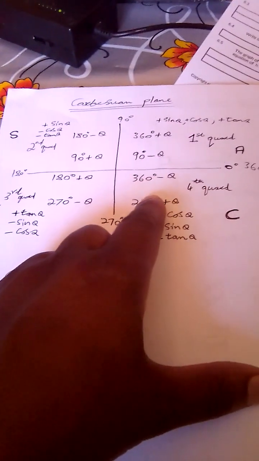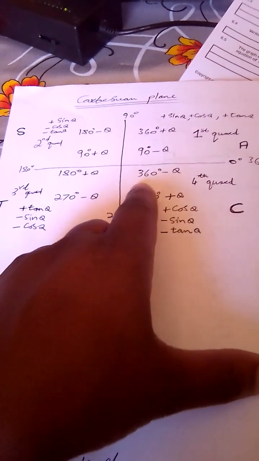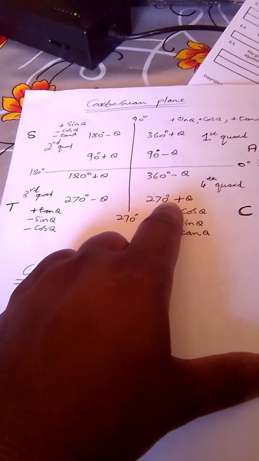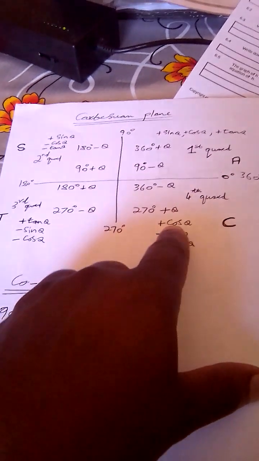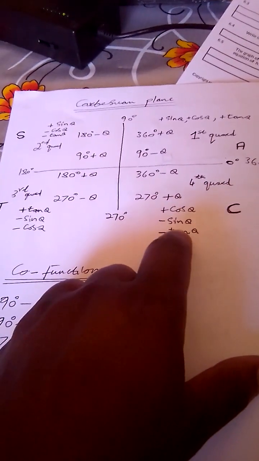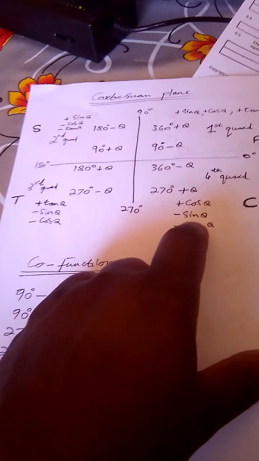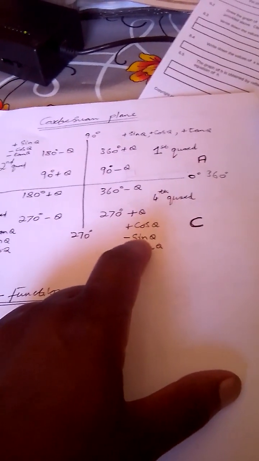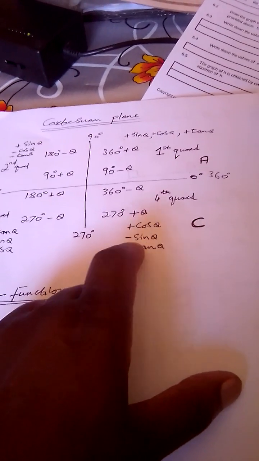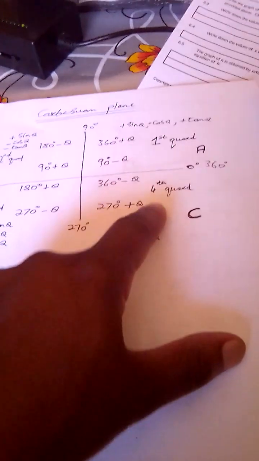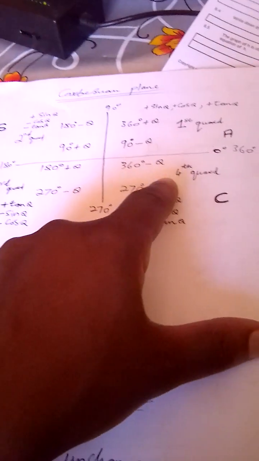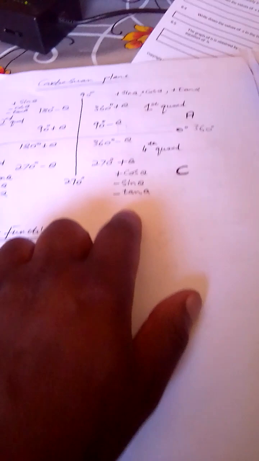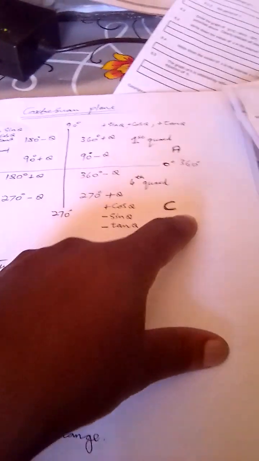Now we move on to the fourth quadrant. In the fourth quadrant, we have 360 minus theta and 270 plus theta. Cos is positive, sine is negative, and tan is negative in the fourth quadrant. So 360 minus theta and 270 plus theta belong to the fourth quadrant. And then we represent it by C.